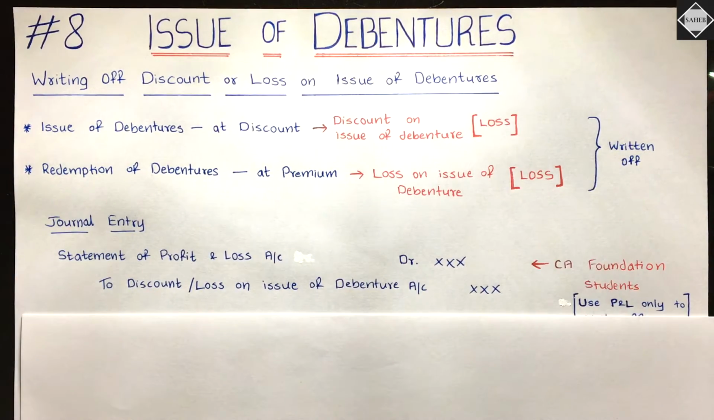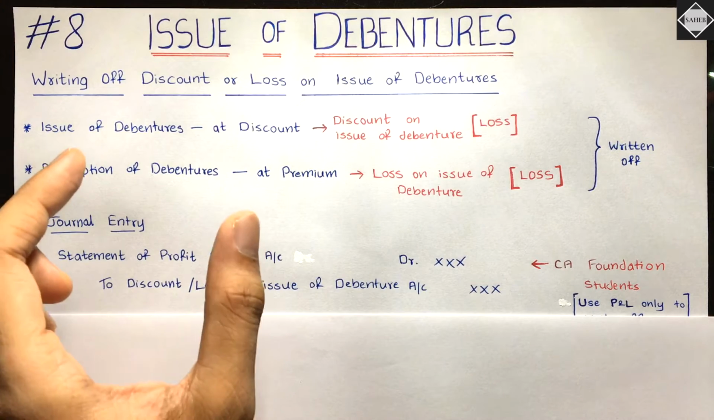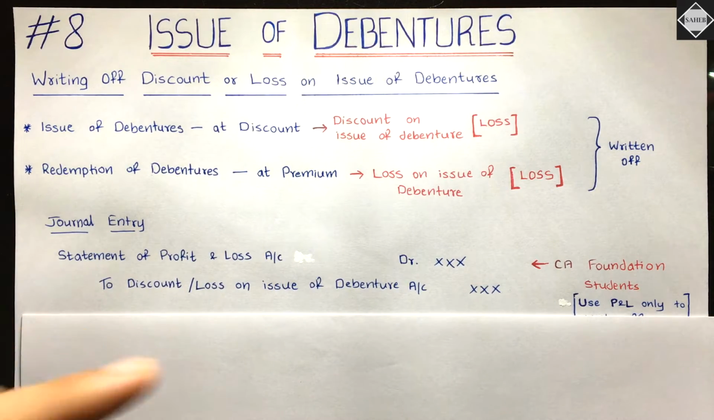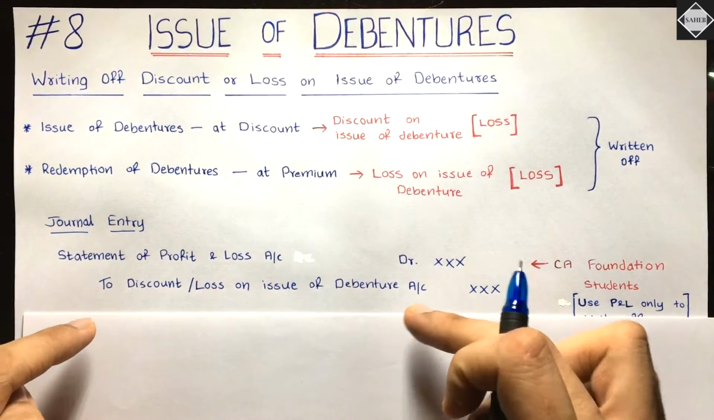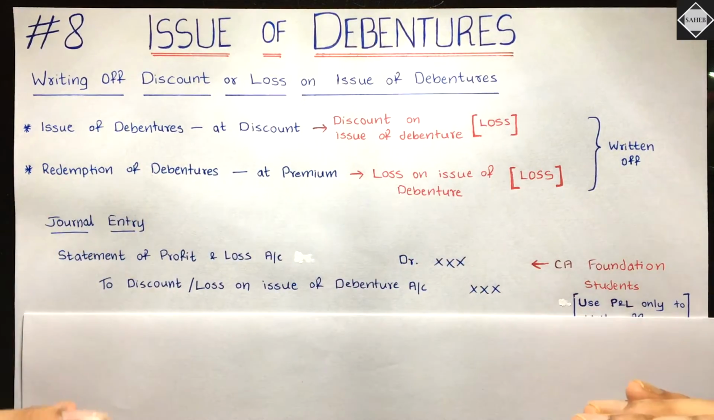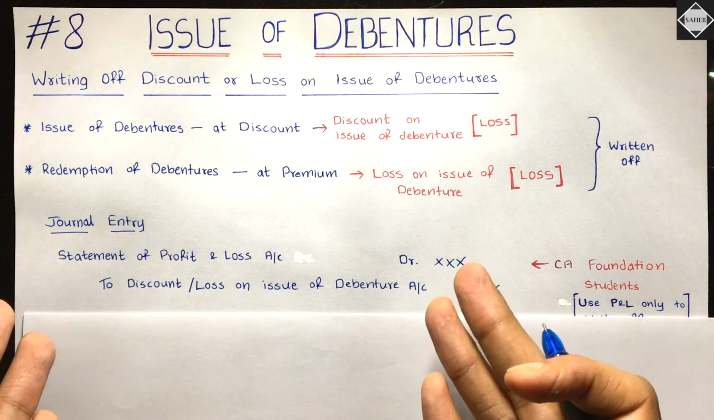Yeah, rent is paid. So now rent is an expense. What will happen to that rent account? It's a nominal account. You take it to profit and loss. So statement of profit and loss account to rent. That's what you do. You close all the expense and income accounts at the year end. Similarly here also it's like that only.